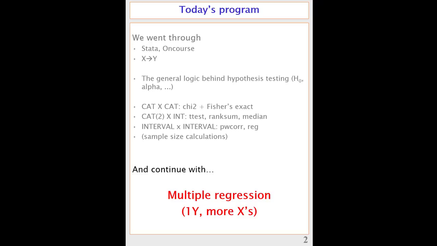We saw that in several ways. We looked at the general logic behind hypothesis testing, and we did a lot of hypothesis testing. What about two categorical variables? One categorical with two categories and an interval variable, or two interval variables. Then a slight detour to sample size determination on Wednesday, and we will continue now with multiple regression, which is one y that we want to predict, and that y is supposed to be interval scale, and a bunch of predictor variables where the bunch starts at 2 and can in principle be as large as we want to try to predict y.